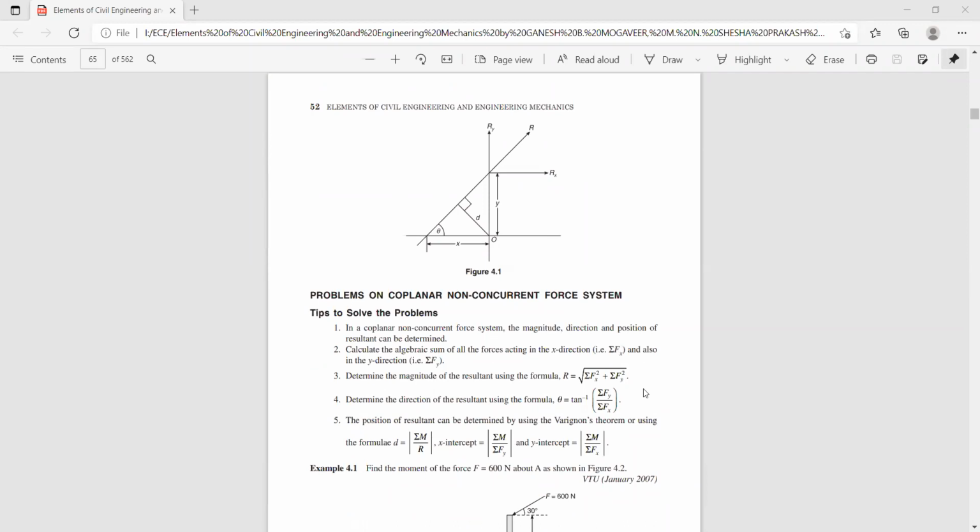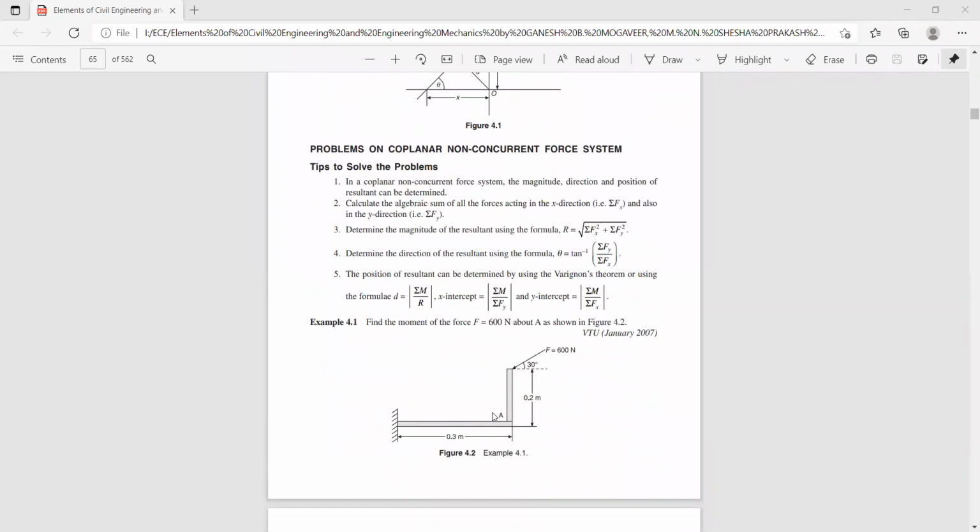Now let us discuss some numerical problems. Here you have a figure. This is point A, call this point B, and call this point C. You have a force of magnitude 600 Newton making an angle of 30 degrees with respect to the horizontal axis. The distance from this point to this point is 0.2 meters, and from this point to this point it is 0.3 meters.